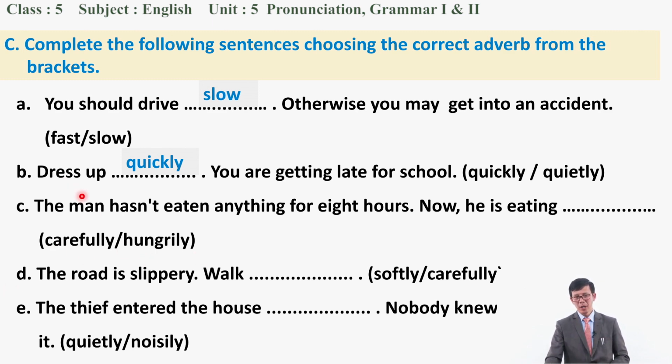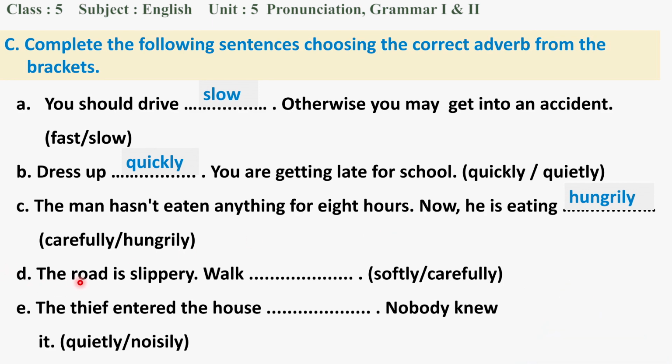Okay, look at here. The question: the man hasn't eaten anything for 8 hours and now he's eating hungrily. How is he eating? Very good. He is eating hungrily. The answer of what? How question. Okay. How is he eating? He is eating hungrily.